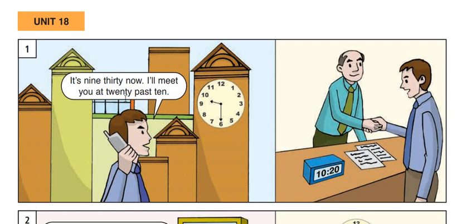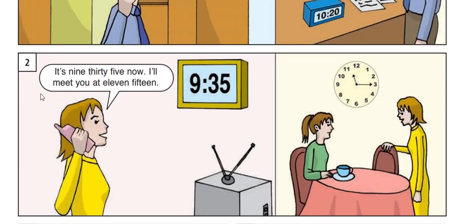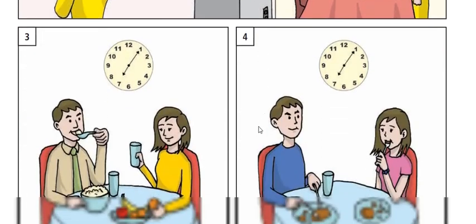Picture 1. It's 9:30 now. I will meet you at 20 past 10. Okay. Here you can see they are meeting at 10:20 or 20 past 10. Picture 2. It's 9:35 now. I will meet you at 11:15. So you can see in this picture they are both meeting at 15 past 11.